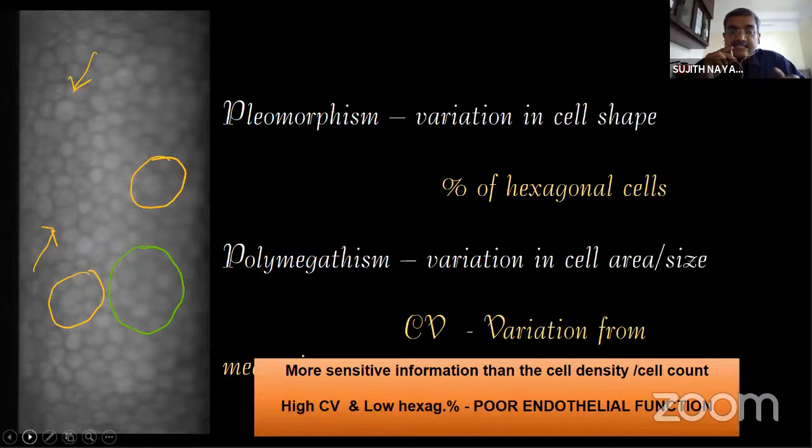Polymegathism is the variation in the cell size, the coefficient of variation. Normally, it will be something around 20 to 30. In the printout, you will see 21, 22, some value about 20 to 30. Anything more than 30, 40, 50 shows that the cell is poorer in endothelial function. So these two are the most sensitive. We always look at the cell count, whether you have 2,000 cells or 1,500 cells or 2,500 cells. More than that, you have to look at the percentage of the hexagonal cells, which should be a higher value. And the next important is the CV, which should be a lower value. These two indicate that the endothelial function is doing fine.